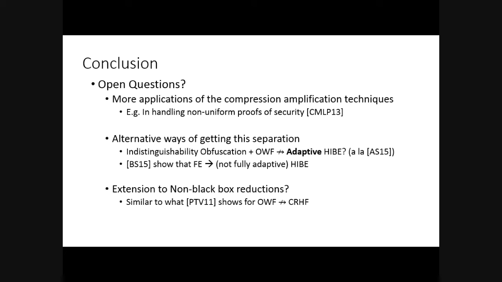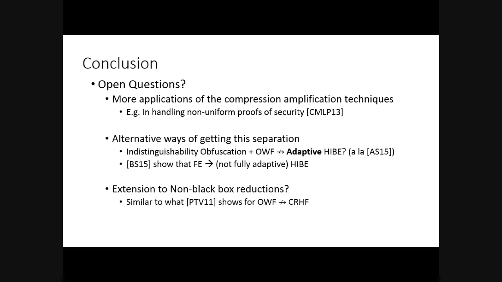So the open questions here are that we're still looking for more applications of the compression amplification techniques that we developed here for adaptive adversaries. For example, here we're handling non-uniform proofs of security. And we'd like to discover alternative ways of getting this separation. For example, we want something similar to what Asharov and Segev did, by showing that I/O doesn't give us adaptive HIBE. Note that the recent result of Berkersky and Segev shows that FE gives us semi-adaptive HIBE. So if we have a result that shows that FE gives us fully adaptive HIBE, then it extends our result.